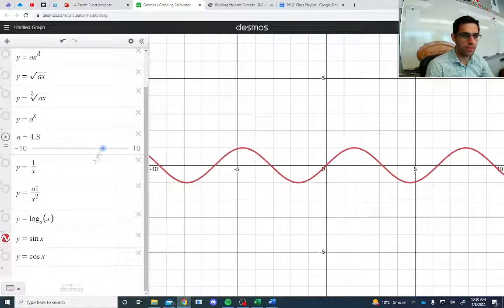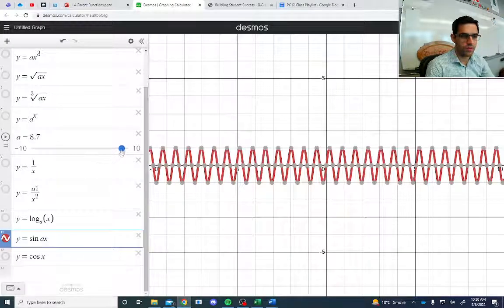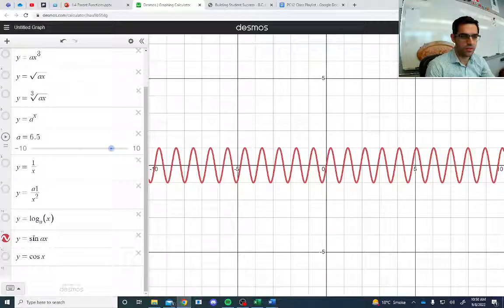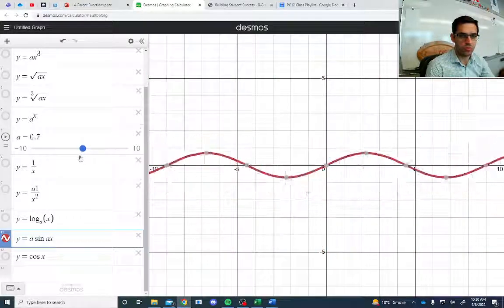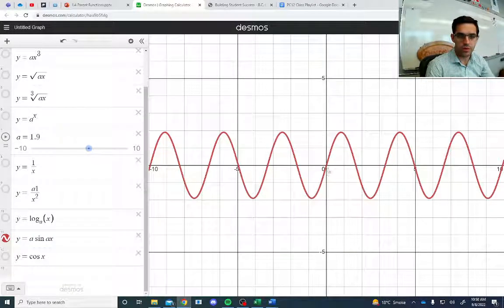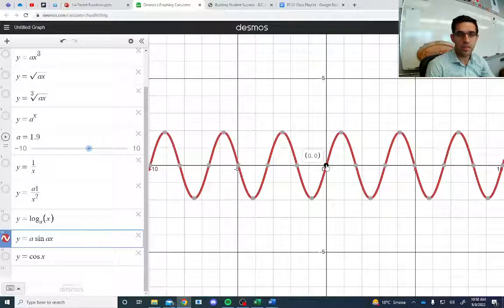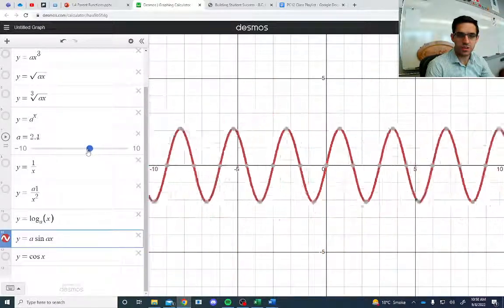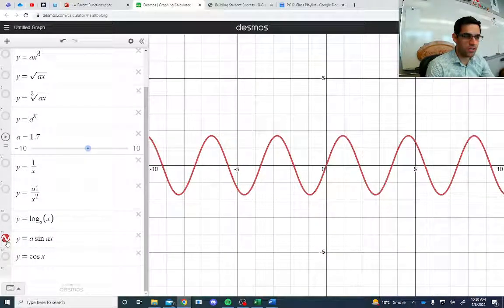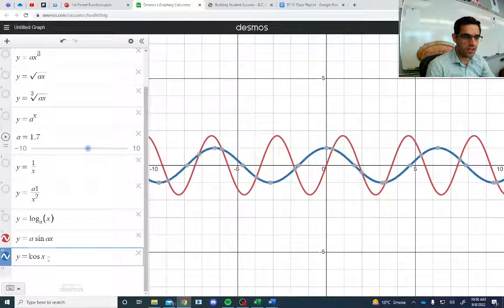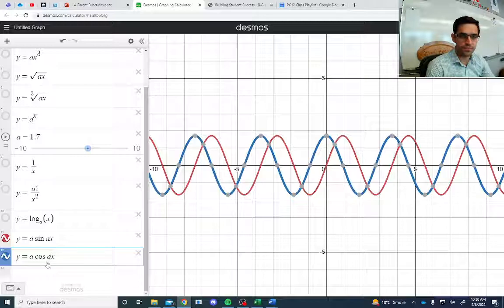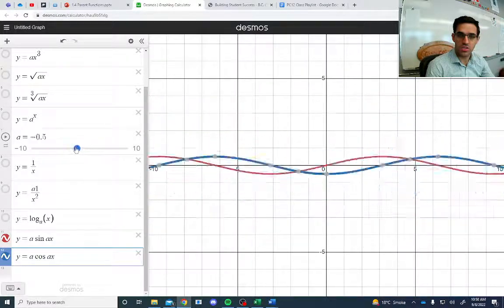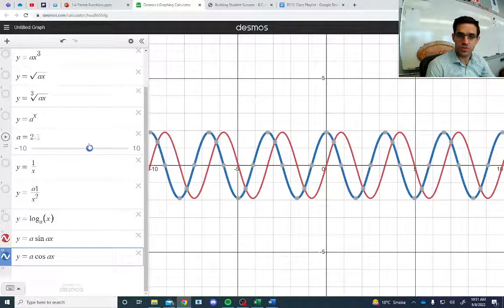Alright, and we have some trig stuff. So here's a sine wave. I can stretch that one. Stretch it this way too. Notice sine always starts at the origin. Why that is, we'll get into later. But no matter what I change a to, sine stays at the origin. That's pretty cool. I could do cosine. Notice cosine looks kind of like sine. It just doesn't start at the origin or the center. It starts at the top. When x is 0, it starts at the top of the wave. That's never going to change with stretching.